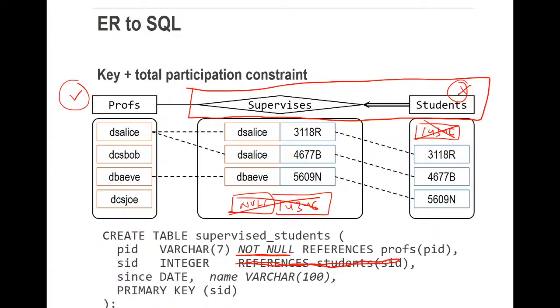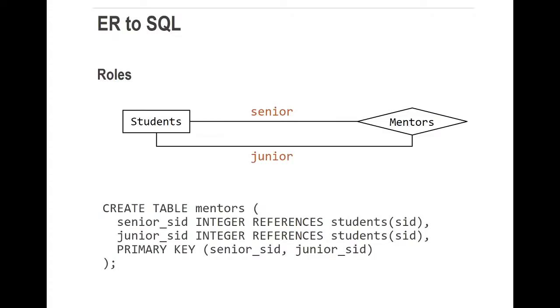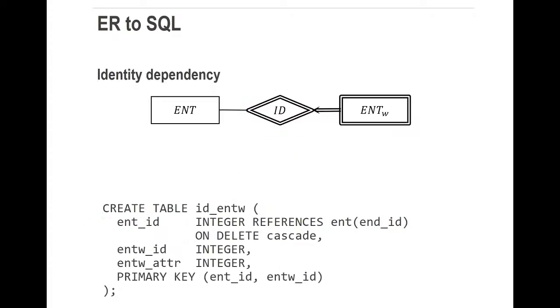Okay, now for the roles, to differentiate between the roles, what we need to do is basically the roles is set to be the columns. So the student table must exist. This is the mentors table. They just references the student table twice, but you differentiate the attribute names. Okay, that's the difference. Now, here is a concrete difference between an identity dependency and an existential dependency.